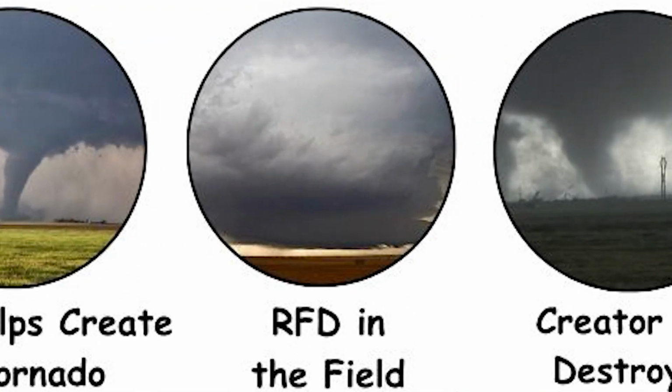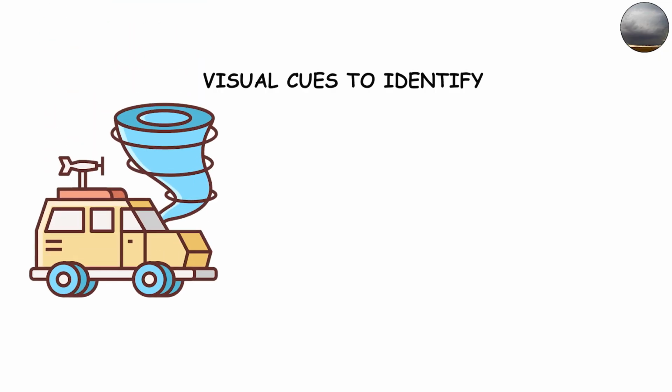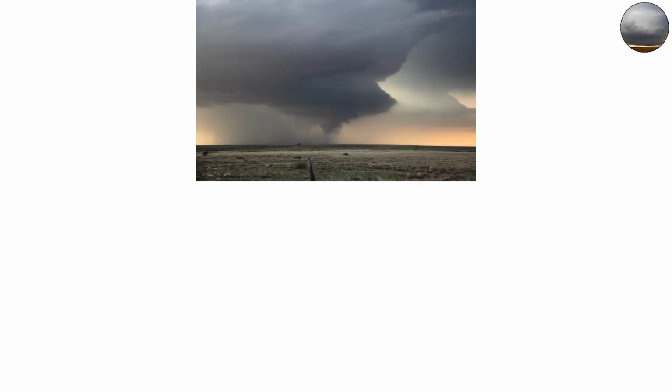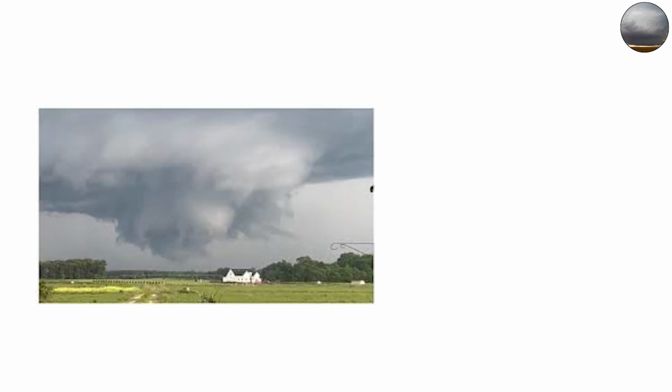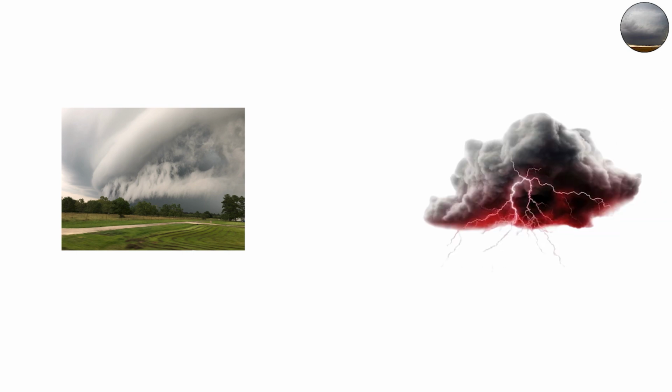Recognizing the RFD in the field. Storm chasers often rely on visual cues to identify the RFD. One of the most evident signs is a clear slot, a bright rain-free gap that forms near the base of a rotating wall cloud. This happens because the RFD's dry air is cutting through the storm's moist core, clearing out rain and creating a visible window into the tornado's potential birthplace. When a clear slot wraps around a wall cloud, it usually signals that the storm is organizing and may produce a tornado at any moment.